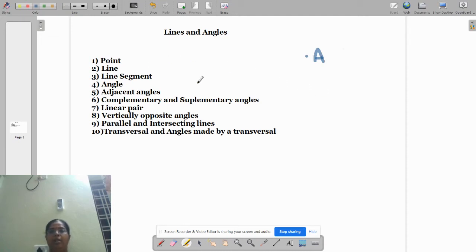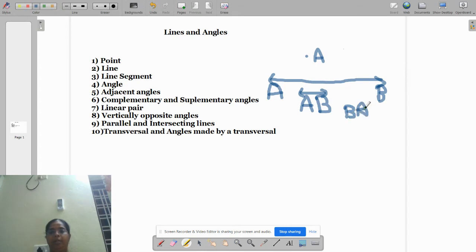Next is a line. A line is a straight line which does not have any endpoints. You can extend it in both directions, and this is also represented with the help of English alphabets, and we'll represent a line as line AB or line BA.